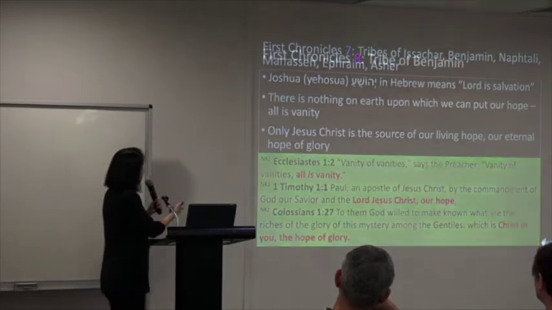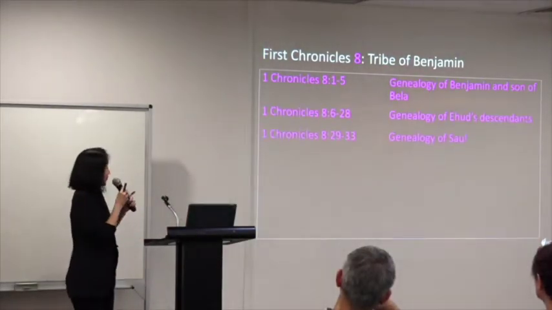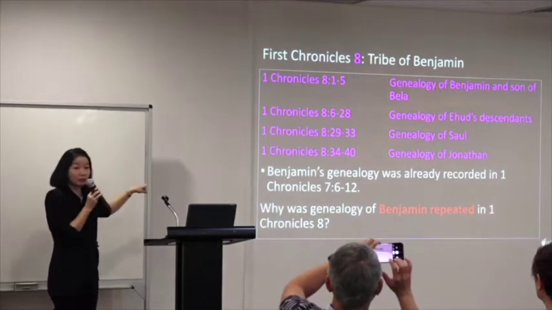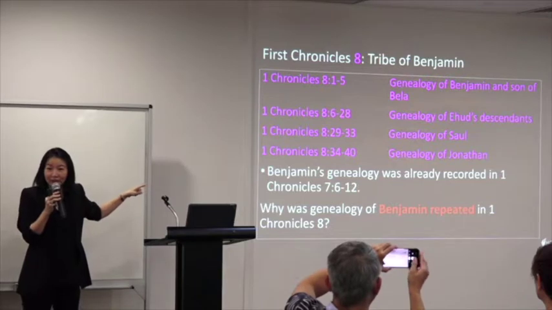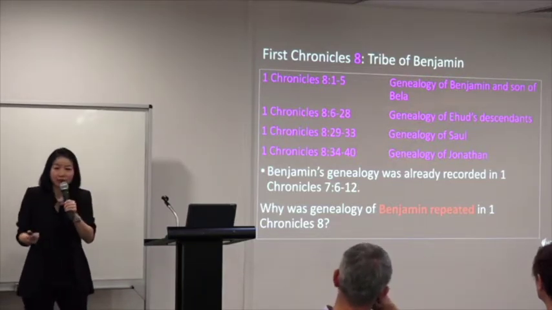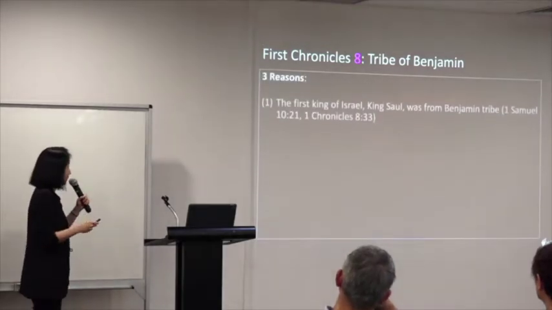So, let's now look at the 8th tribe. We're almost there, chapters 8 and 9. The 8th tribe is the tribe of Benjamin. Benjamin's tribe is repeated. You saw him earlier in chapter 7, right? Now he appears in chapter 8. So why was the tribe of Benjamin repeated in chapter 8? There's a reason. Three reasons.